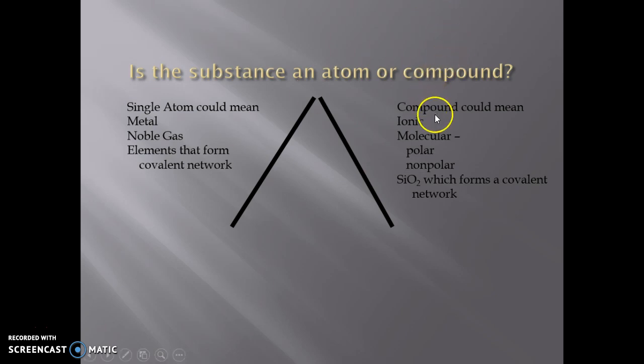If it's a compound, that's telling you that it's either going to be an ionic substance or a molecular substance. So it'll be either polar or nonpolar, which means now we're looking at London forces or dipole-dipole attractions and so forth. Or it could be silicon dioxide, which is the one molecular-looking thing that forms covalent network. So once you know whether it's an atom or compound, it splits up the possibilities in half. Let's focus on this left side first.